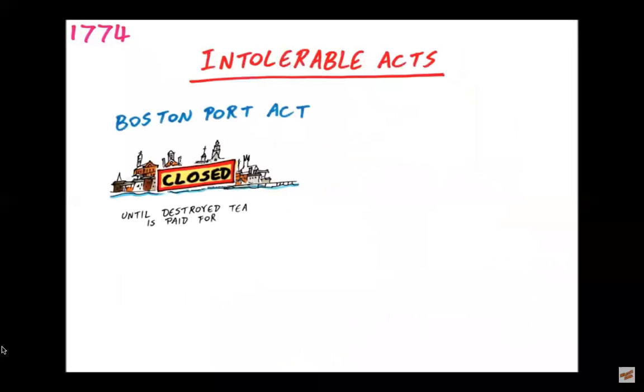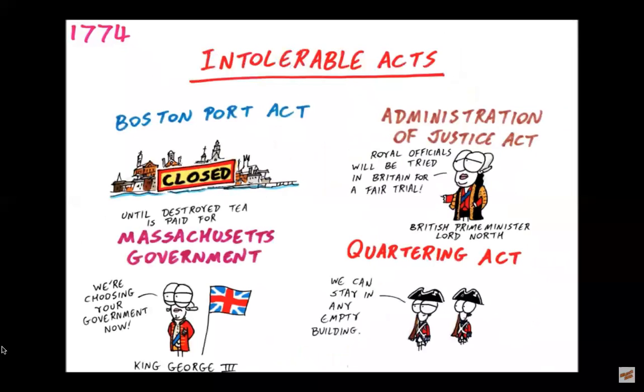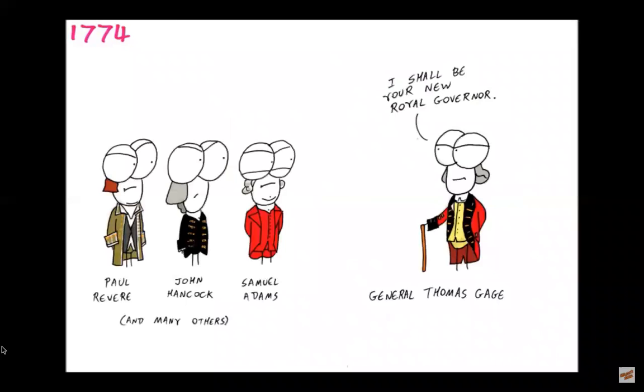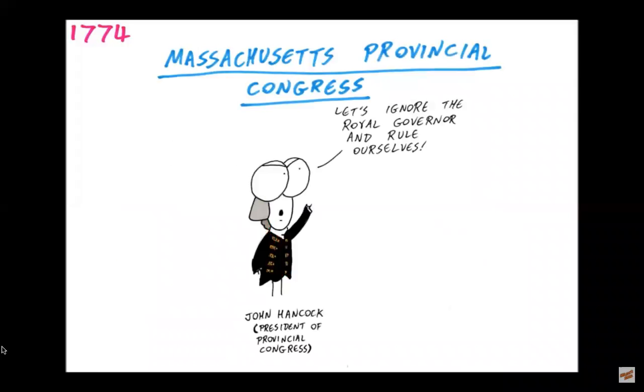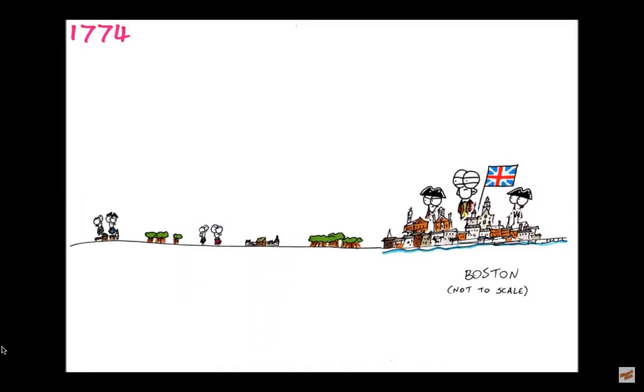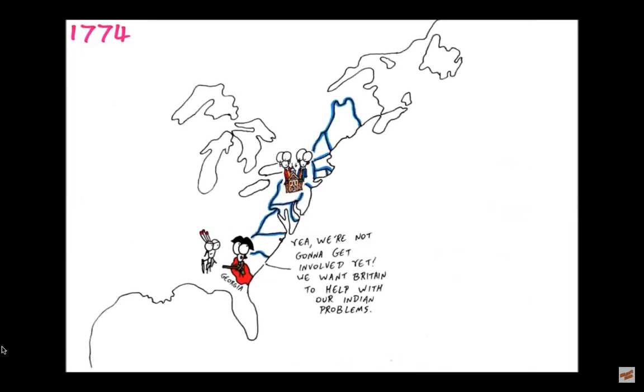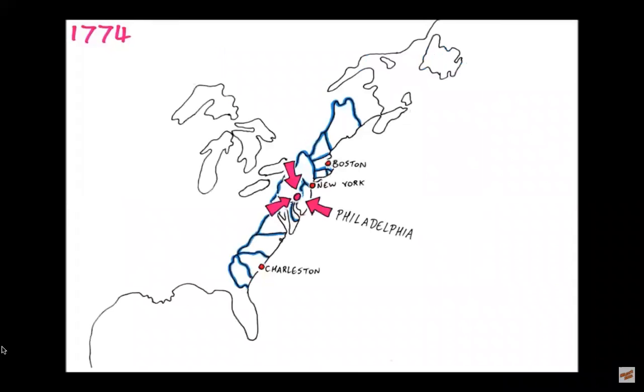In 1774, Britain punished Massachusetts with a series of acts to control the colony and place its own royal governor in charge. But the people set up their own provincial congress. Britain was in control of Boston, but the Americans had control of the countryside as they began organizing and training militias. American patriot leaders from 12 of the 13 colonies came together and convened the First Continental Congress in Philadelphia.